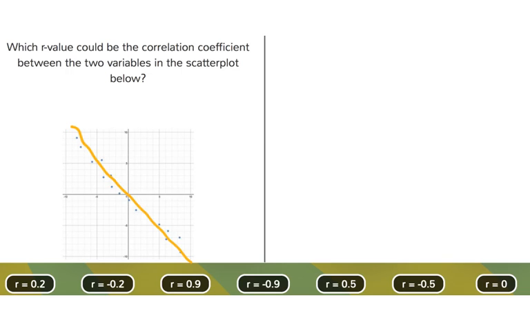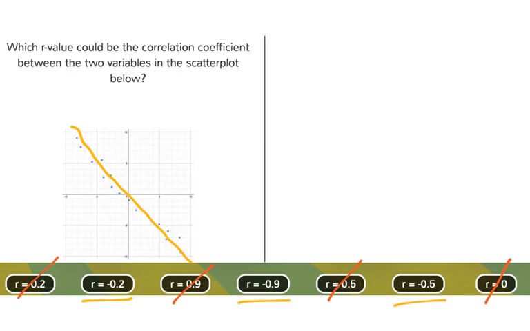So let me eliminate all the values that are positive. So I see 0.5 is positive. This definitely doesn't have no correlation, so let's get rid of 0 because there is a negative correlation there. 0.9 is positive, let's get rid of that. 0.2 is positive. Okay, so I'm left with a few choices. I'm left with negative 0.2, negative 0.9, and negative 0.5.